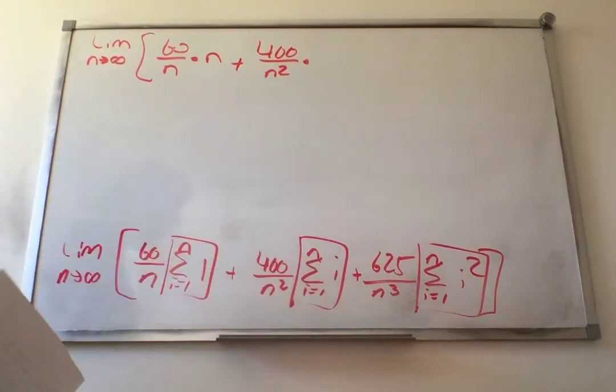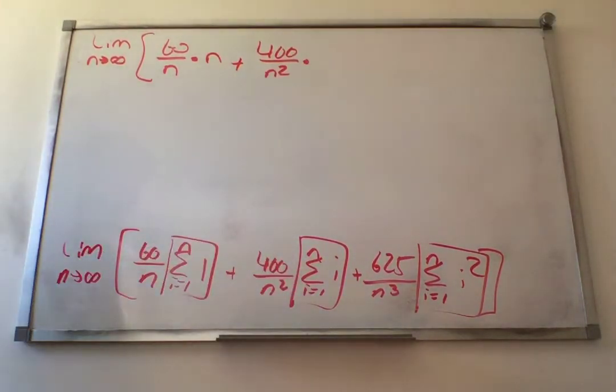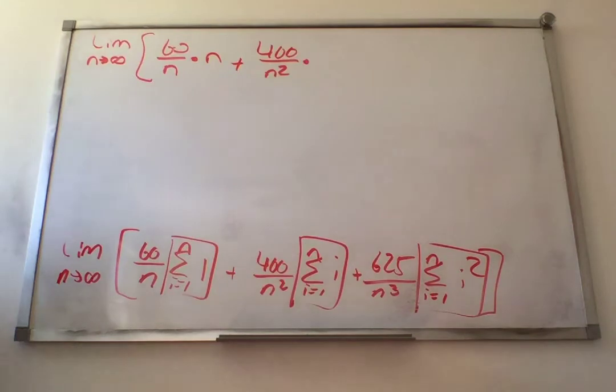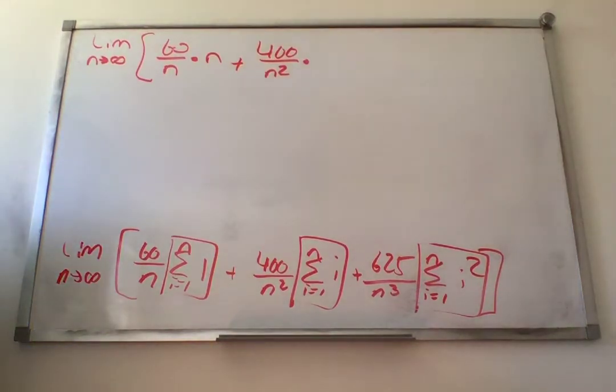So if I plug in 1, you get 1. Plus, I plug in 2, you get 2. So 1 plus 2, you plug in 3, you get 3. So 1 plus 2 plus 3 plus 4 plus 5 plus 6, so on and so on, all the way up to n. Like if n was 10, 1 plus 2 plus 3 plus 4 plus 5 plus 6 plus 7 plus 8 plus 9 plus 10 is 55.